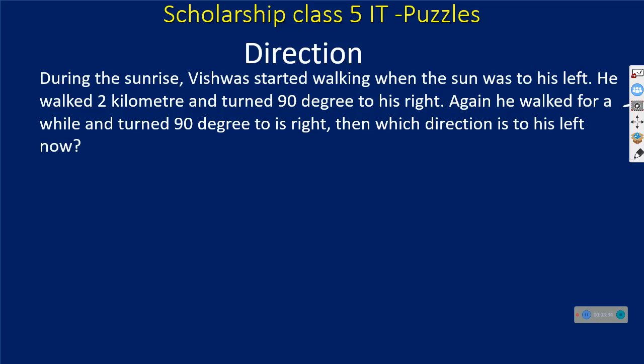Oh, something tricky. Let me read it once again. During the sunrise, Vishwas started walking when the sun was to his left. Okay. Let me think about the imaginary situation of Vishwas. Sunrise is happening. And Vishwas walked with the sun on his left. Right? That means the sun, which was in this direction, was on his left, so he was walking in the direction east.